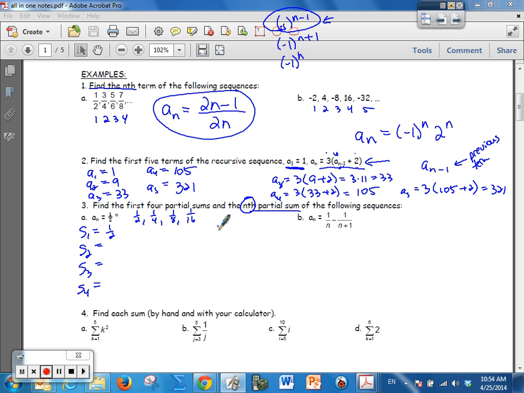Okay, is everybody okay with that? I wrote the terms out so that I could see more readily what I'm adding. So to get the second partial sum, I add the first two. 1/2 plus 1/4. That gives me 3/4.